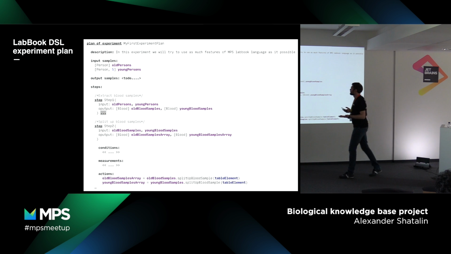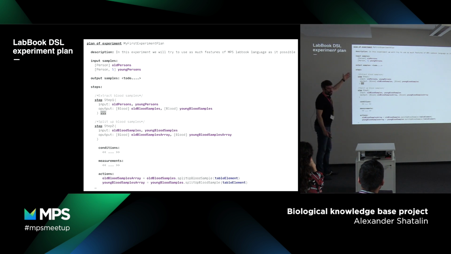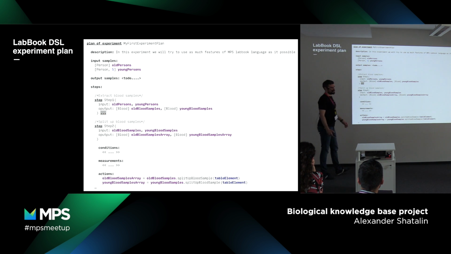So what does it mean, the plan of the experiment, right? Usually the person gets some number of input parameters, input samples, then performs several steps with those samples. A sample goes to the step as an input parameter, is transformed into something else, exits the step as an output parameter, and then again goes to the next step. So that's more or less the script describing how the experiment should look.